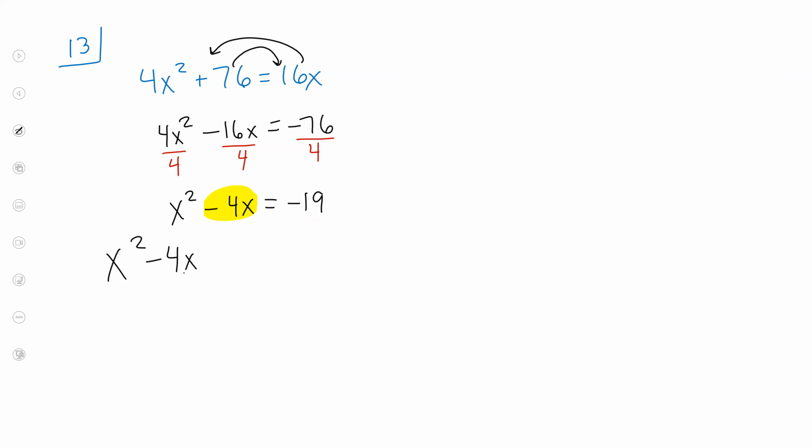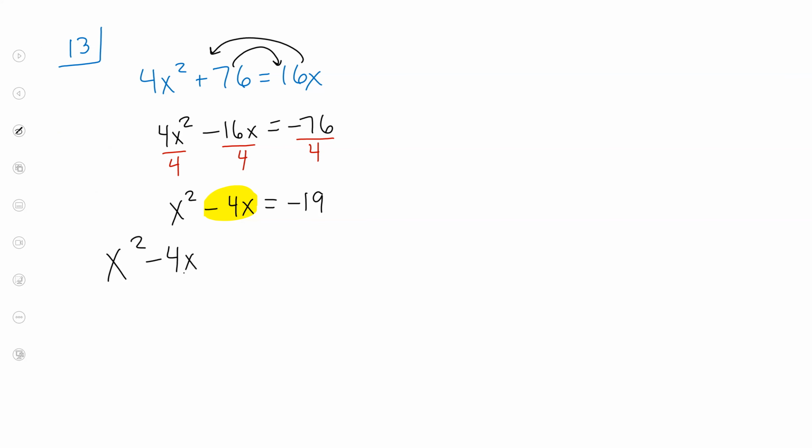And my side note here is you take half of the b value and then you square it. So what we did was b was negative 4, we took half of it and then we squared it. So this was negative 2, and then we squared it and got 4. This is just a little side note. All right, so we add 4 to both sides.